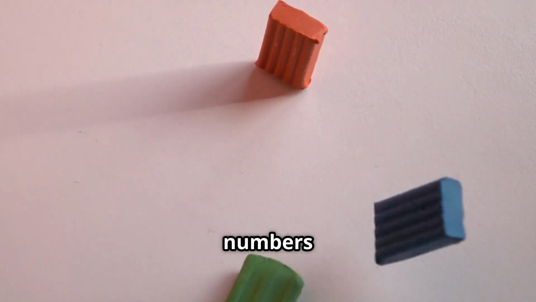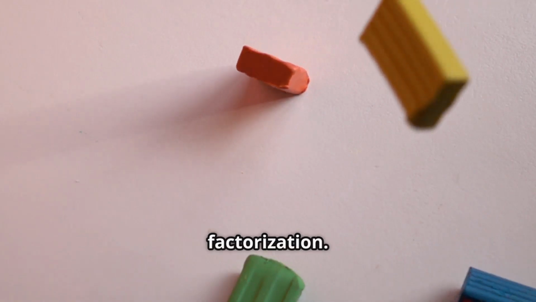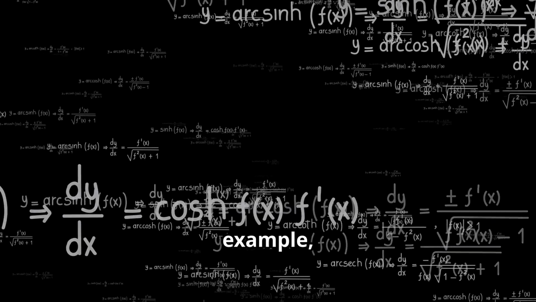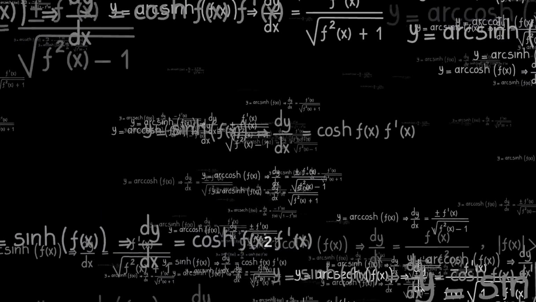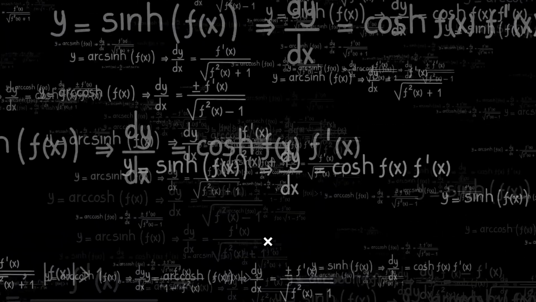Just like molecules are made of atoms, all whole numbers can be made by multiplying prime numbers together. This is called prime factorization. For example, the number 12 is not prime, but you can break it down into prime numbers, 2 × 2 × 3.